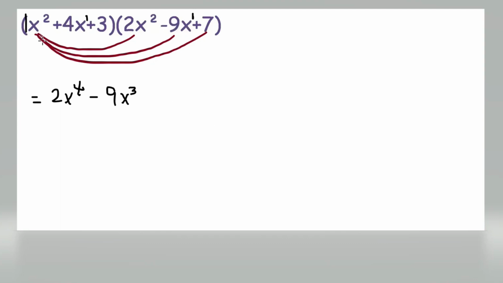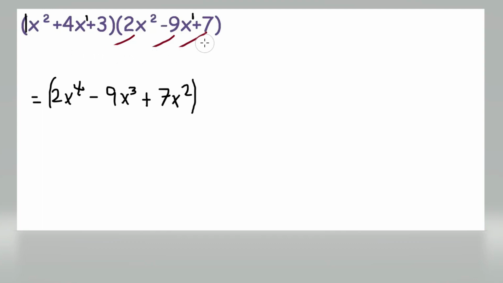So, next naman is x squared times 7. So, since constant lang to, then variable, pagdidikit lang natin siya. Parehas lang positive. So, positive 7x squared. So, lagyan natin ng ganito para malaman natin na ito yung unang round ng distribution. Tapos, raise na lang natin to.